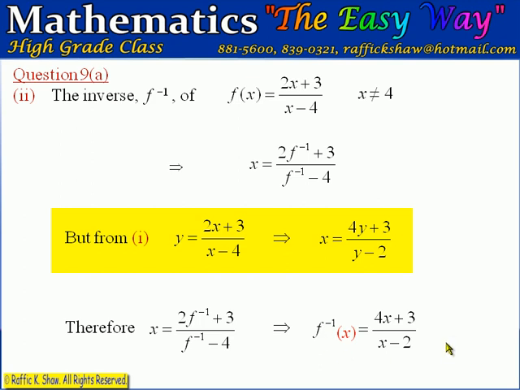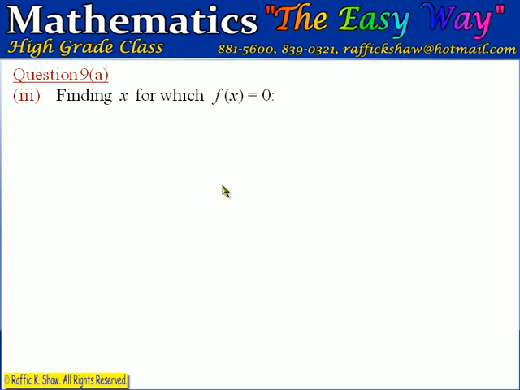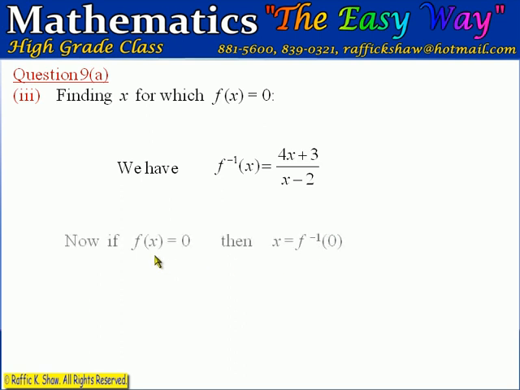Now let's move down to part 3. Part 3 says we are to find the value of x for which f of x is 0. Right? Find the value of x for which f of x is 0. Now we have f to the minus 1 of x equals 4x plus 3 divided by x minus 2 from the previous section. Right? And if f of x is equal to 0, then x is equal to f to the minus 1 of 0.